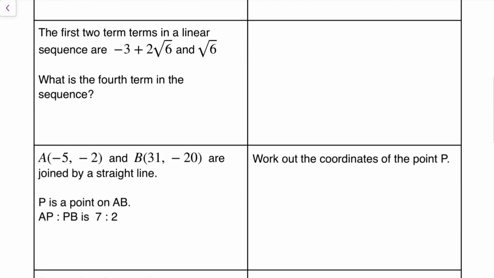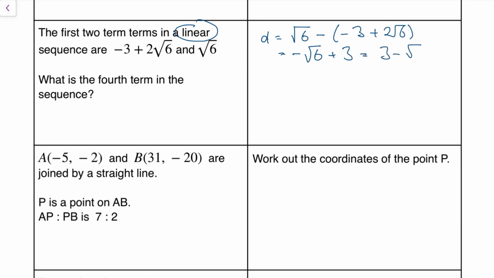Next question. The first two terms in a linear sequence are -3 plus 2√6 and √6. Now the fact is a linear sequence means I've got the same common difference between this and this. What is the fourth term? All right, so the common difference is going to be √6 minus, I'm going to write it in brackets, -3 plus 2√6, which is √6 minus 2√6, which is minus √6, and minus -3, which is +3. I'm going to write that back to front, so it's 3 minus √6.